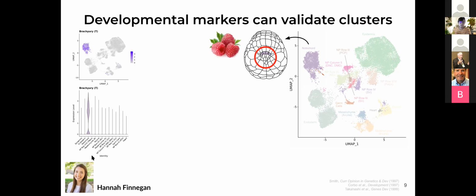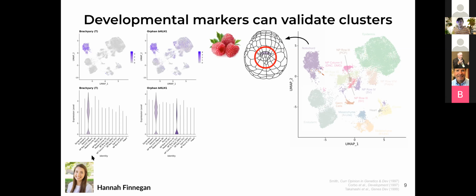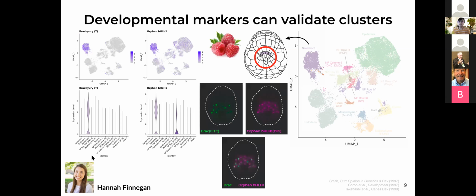And additionally, we wanted to check the expression of other known markers, such as orphan BHLH1, another established notochord marker and nervous system marker. When we evaluate the in situs for these two markers together, we can see that they're where we would expect them to be, in this notochord grouping of cells. To orient you, here's our whole embryo to check where the notochord cells are. This experiment overall helped us validate that our clustering was what we would expect to see based off of known Ciona biology. And it also shows that in situs of known and unknown markers uncovered by our analyses can help us validate our clustering results.